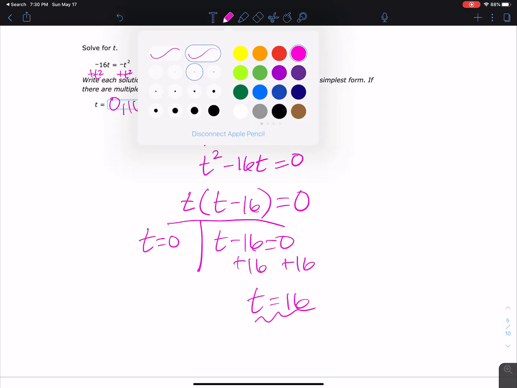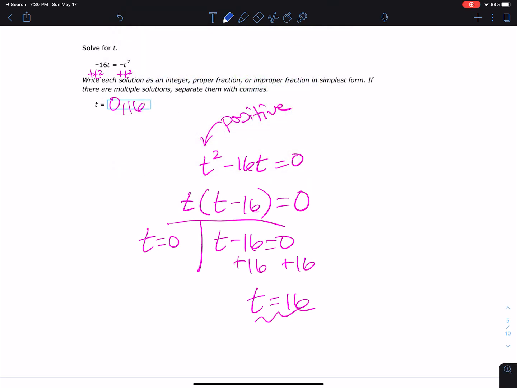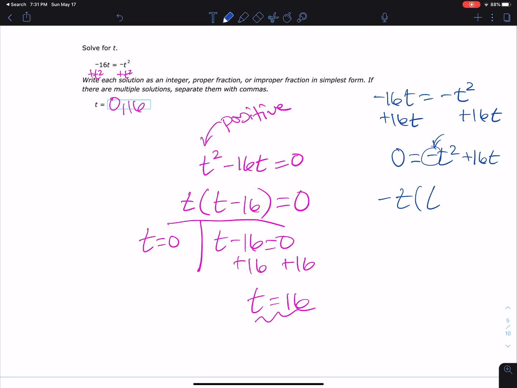Now, I just want to show you that if I brought my 16t to the other side, I would still get the right answer. So let me just rewrite the problem and show you again. So if I chose to bring my 16t over, I would be totally fine. And I would be left with 0 equals negative t squared plus 16t. Okay, so the most I can take out, I can take a t out or I could take a negative t out. I would actually take a negative t out. Remember, if your leading coefficient's negative, take it out. So I'm going to take a negative t out, and then that would give me t minus 16 equals 0.